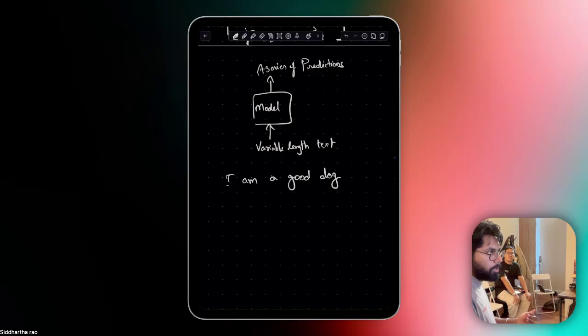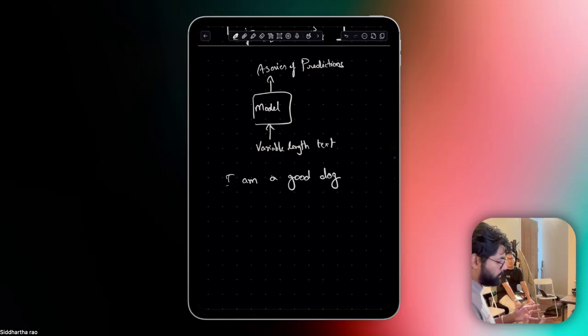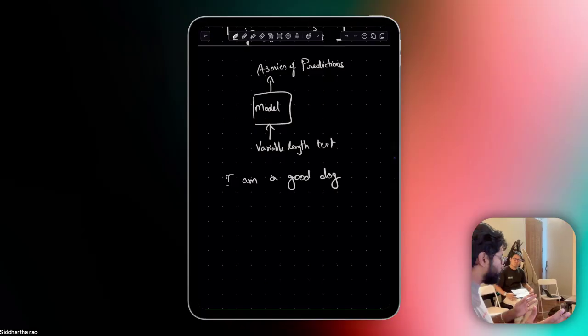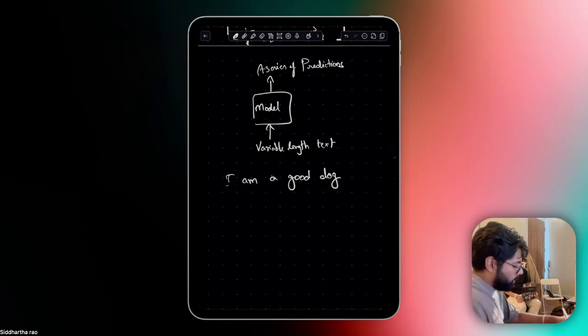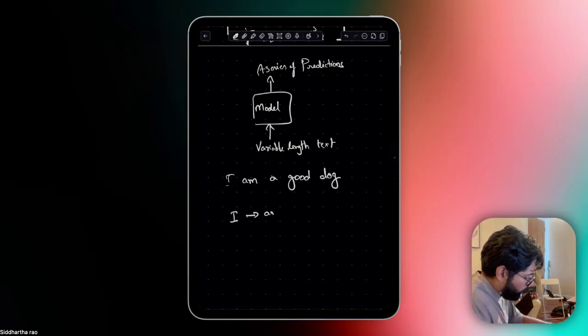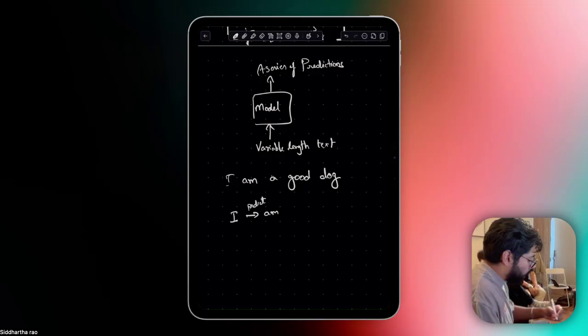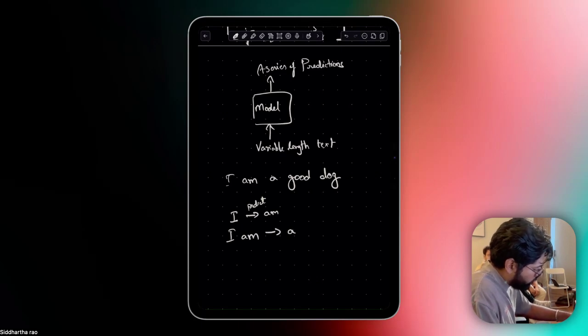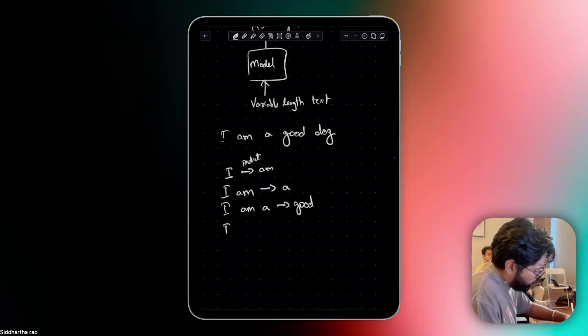So the way we came up with to process this information is to decompose this into a series of tasks where the model first looks at the word "I" and tries to predict "am". Then the model looks at the phrase "I am" and tries to predict the word "a". Then "I am a", and it tries to predict "good". And then "I am a good".